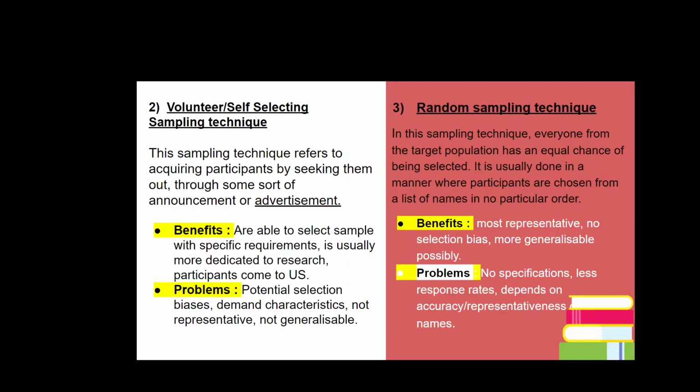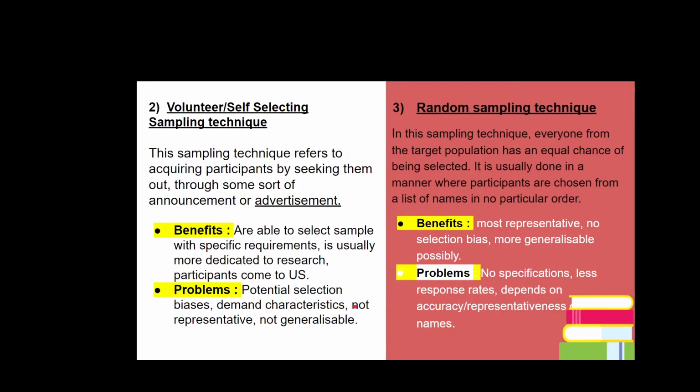The third benefit is closely linked to that second point. Because they come to us, it saves us some effort on our part. Problems, however, with this technique is there are potential selection biases. Because we have such control over who comes into our study, we might consciously or subconsciously impart some biases on gender, race, or appearance. There might be demand characteristics because participants who volunteer may have an added dedication to please the experimenter that they have signed up to be a participant of.